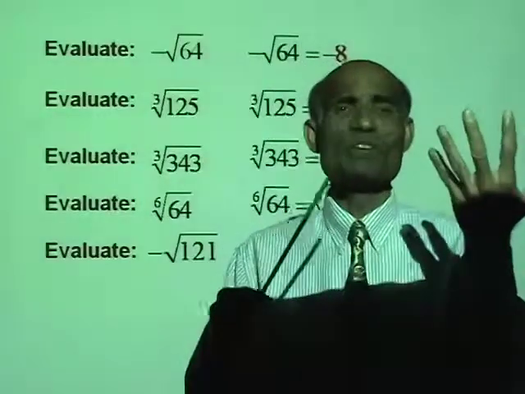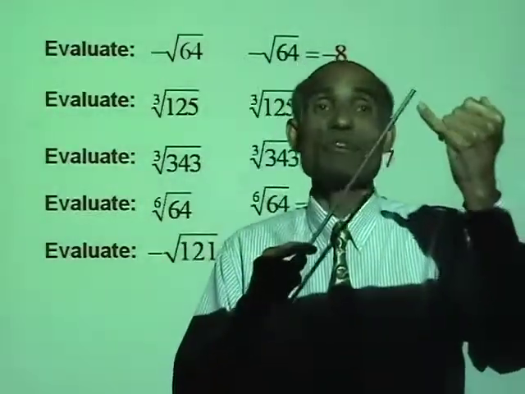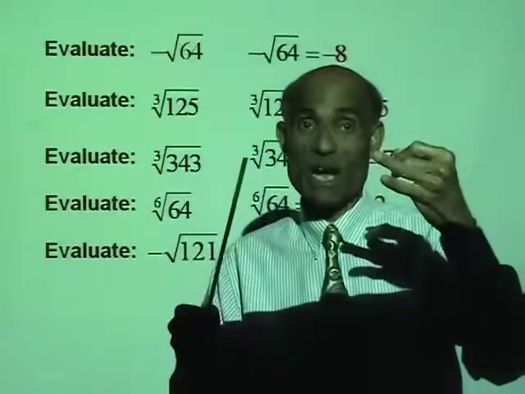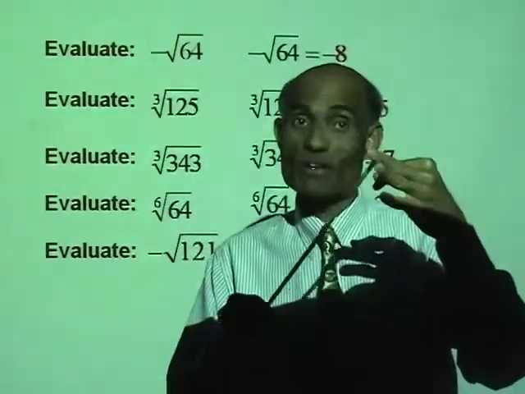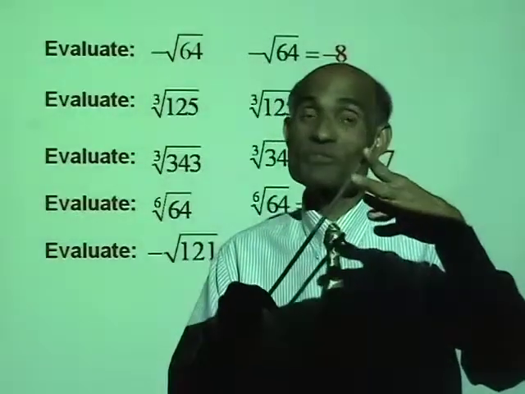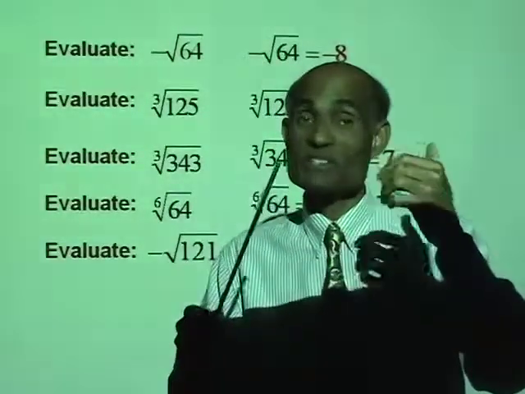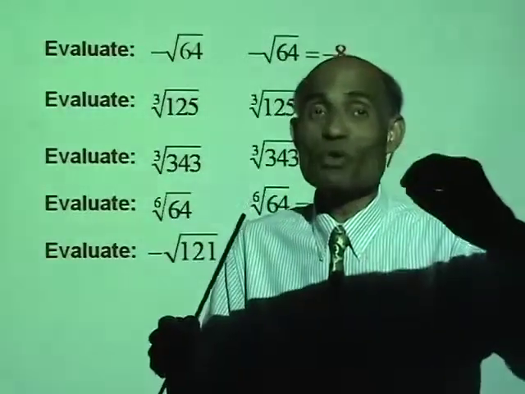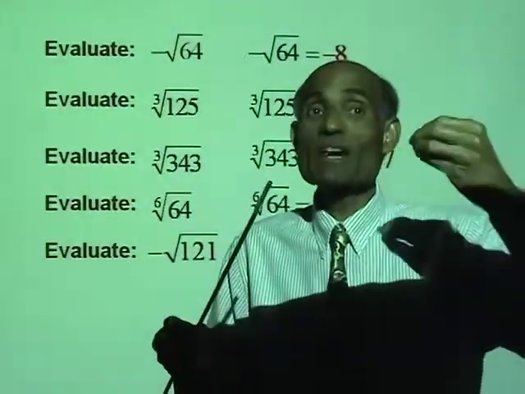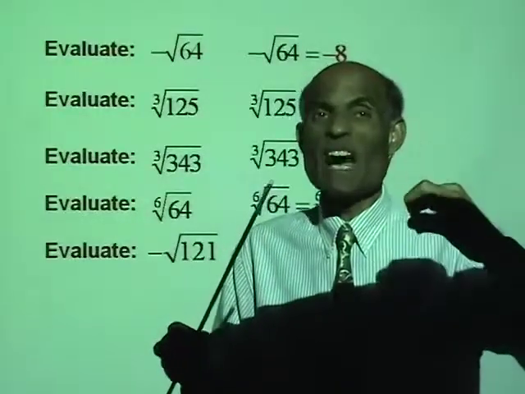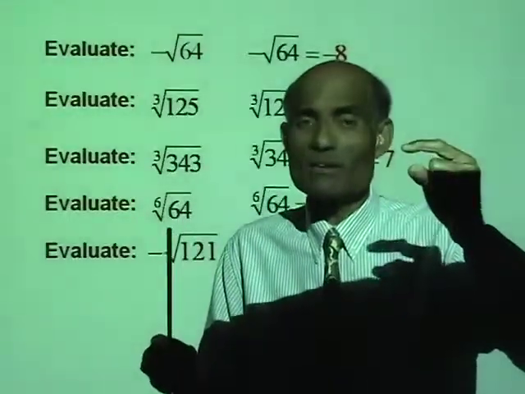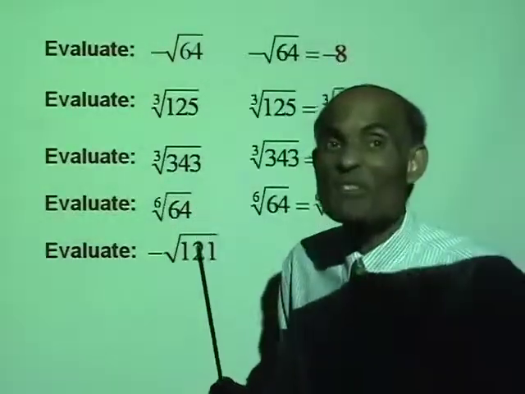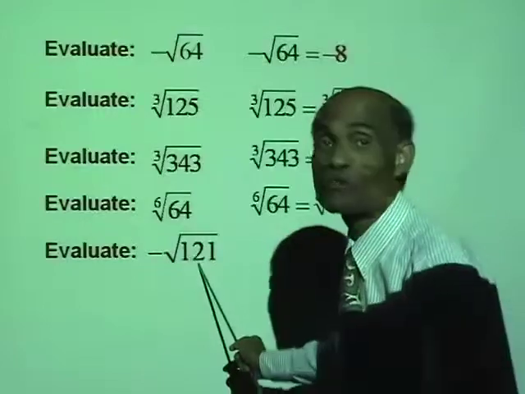Let's go through the squares of some numbers. 2 squared is 4. 3 squared is 9. 4 squared is 16. 5 squared is 25. 6 squared is 36. 7 squared is 49. 8 squared is 64. 9 squared is 81. 10 squared is 100. 11 squared is 121.